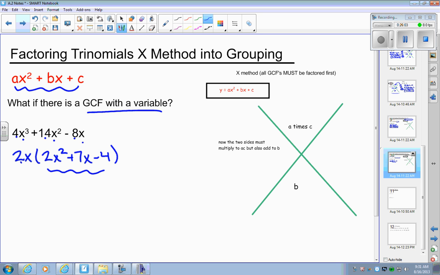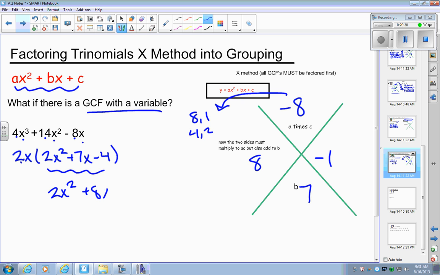So if we do x method here, a times c, -8, and a 7. What multiplies to 8? 8 and 1, 4 and a 2. How are you going to get to 7? 8 and 1, we'll do 8 and a -1. Multiplies up and it adds down. These numbers on the side will give us our grouping. So we'll copy 2x squared. We got 8x, we got -1x, and then a -4.